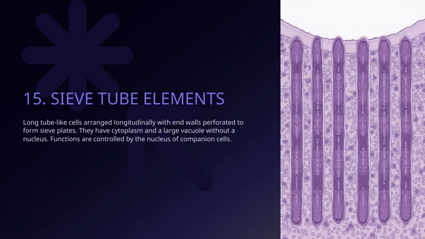These companion cells are closely associated with the sieve tubes and play a crucial role in managing activities like loading and unloading sugars. So, in essence, the sieve tube elements are specialized for transport, and their activities are coordinated by the companion cells, ensuring the efficient movement of nutrients throughout the plant. This teamwork is a perfect example of how plant cells work together to sustain life.